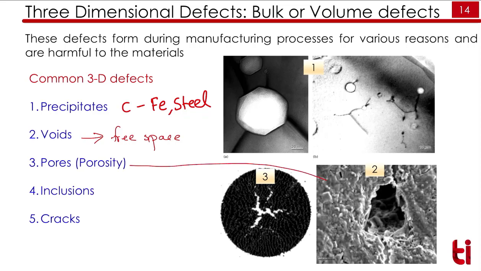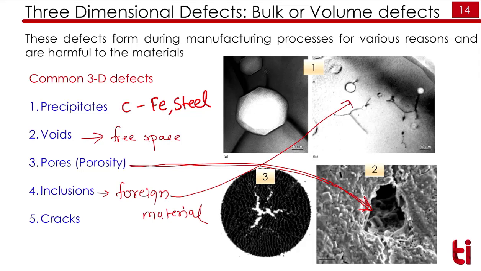Pores, you can observe a pore here, this is a kind of pore. Pores or porosity are also three-dimensional defects. Inclusion means addition of foreign material. You can see inclusions here. This is one type of material and another type of material is shown here in the red color circles. Here this is a kind of inclusion in the host material, and of course the cracks. Cracks are also a kind of three-dimensional defect.